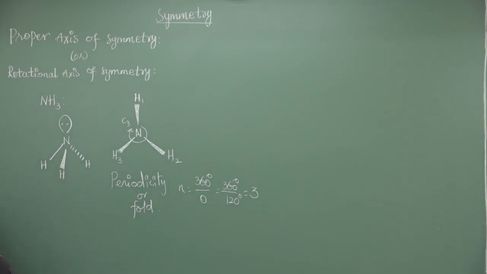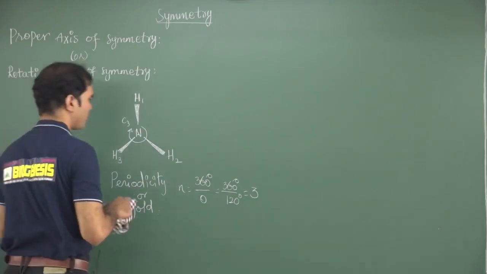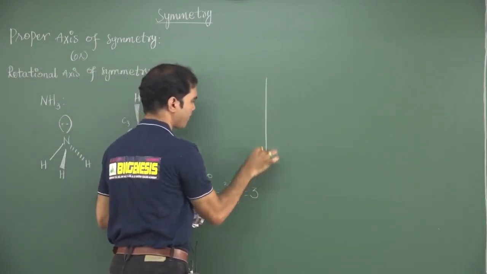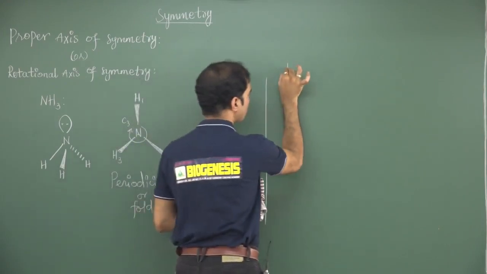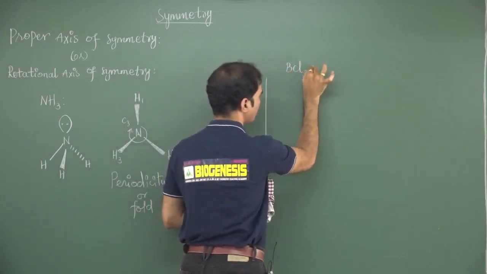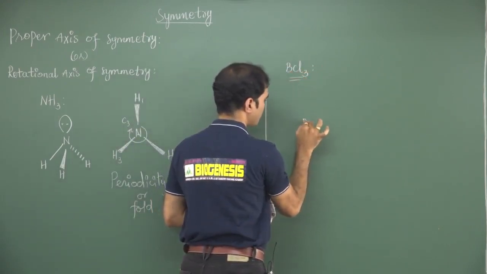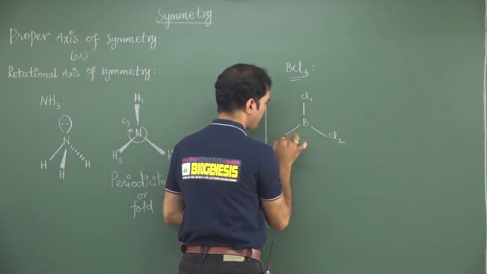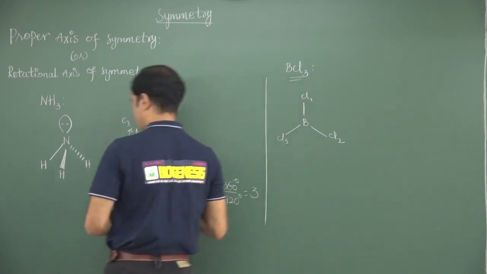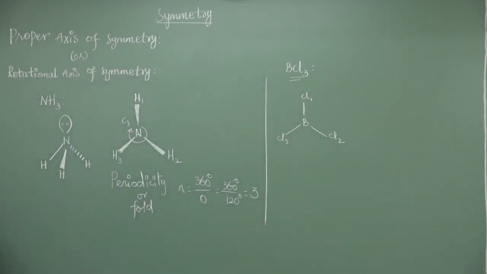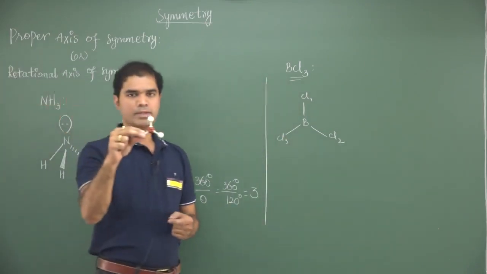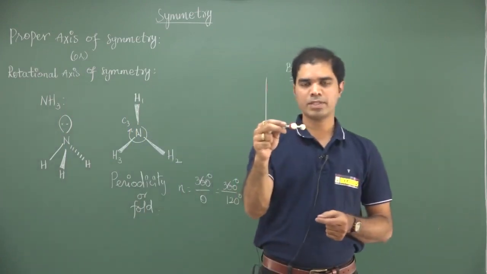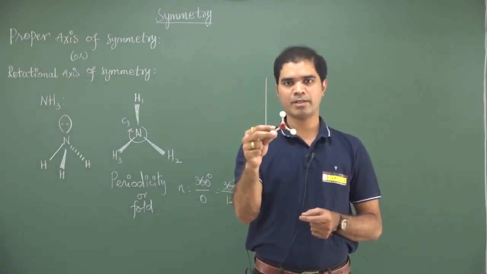Well, after ammonia, let me choose another simplest of the molecules, BCl3. I'll just take a couple of molecules so that you'll understand what are the different types of rotational axes that are present. BCl3 looks similar to ammonia, but this is a planar molecule. This is a BCl3 molecule. Now this looks planar. It is not pyramidal.